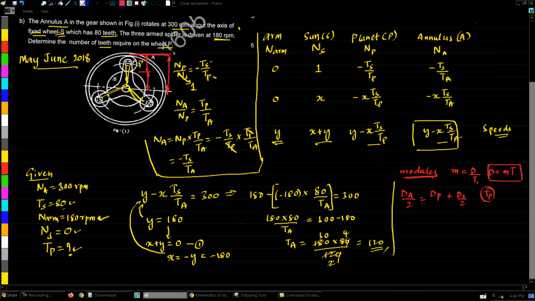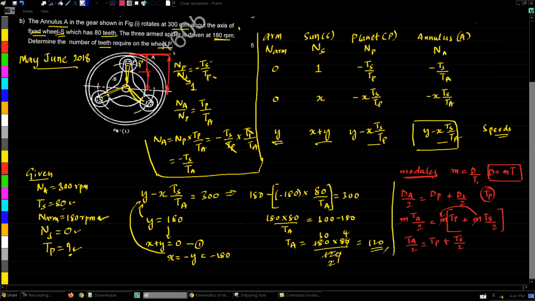We have to apply the same equation for all three gears. So module into number of teeth on annulus by 2 is equal to module into number of teeth on planet. This is complete, there's no by 2. Plus DS will convert into module of the S gear into number of teeth on S gear by 2. Now this module can be taken common. It goes outside the bracket, and these are going to cancel out. So we are now getting a relation completely between the number of teeth. So TA by 2 is equal to TP plus TS by 2.